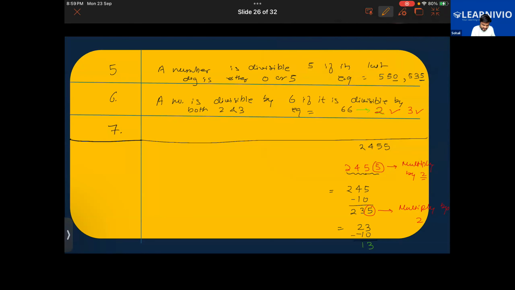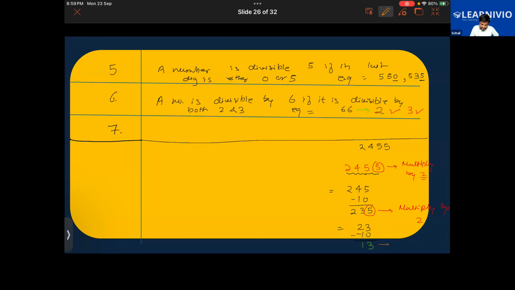Earlier we were having 235, a bigger number, so we're unsure about it. We would have to do a long calculation to see whether it is a multiple of 7 or not. Let us first understand this, then you can write it. So we continued the process, and we got 13.